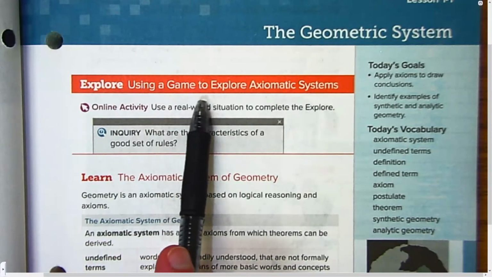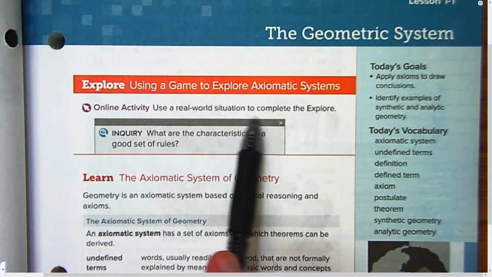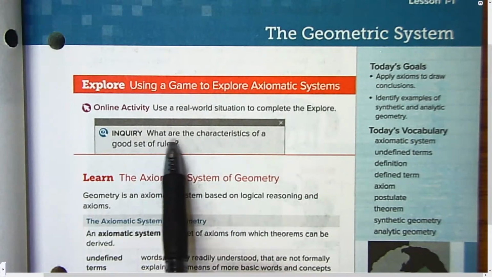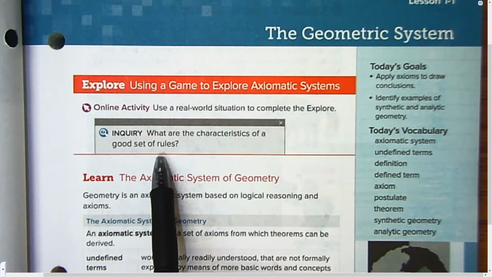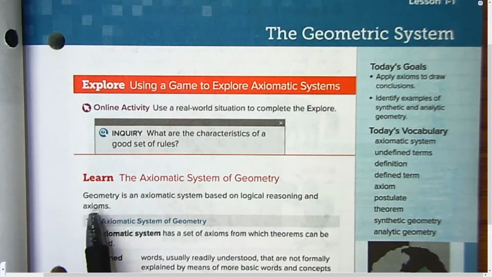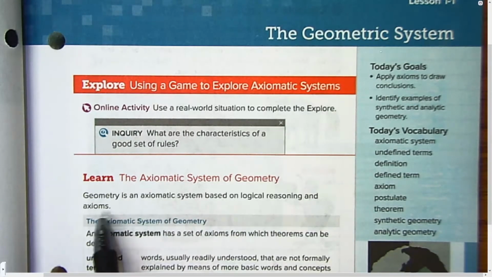Explore using a game to explore axiomatic systems. What are the characteristics of a good set of rules? Learn the axiomatic system of geometry. Geometry is an axiomatic system based on logical reasoning and axioms. The axiomatic system of geometry. An axiomatic system has a set of axioms from which theorems can be derived.